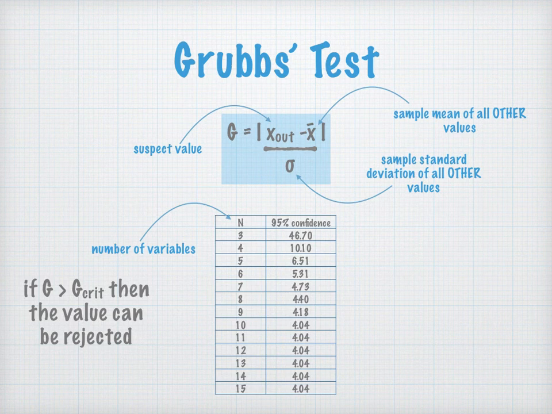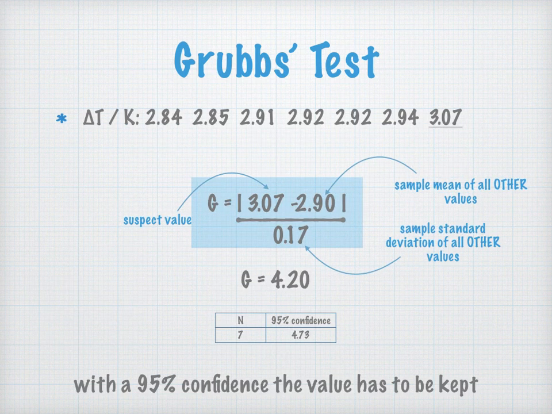And so I'm going to have this data table here. This is the equivalent for Grubbs' as we've just seen. And with a 95% confidence, I can reject the value if the value is bigger than the values listed in this table. So this is my data again. I work out my value of G, and that's 4.20. And I can see for 7 samples to have a 95% confidence of rejecting the value, my value has to be bigger than 4.73, and it's not. And so again, my value has to be kept.